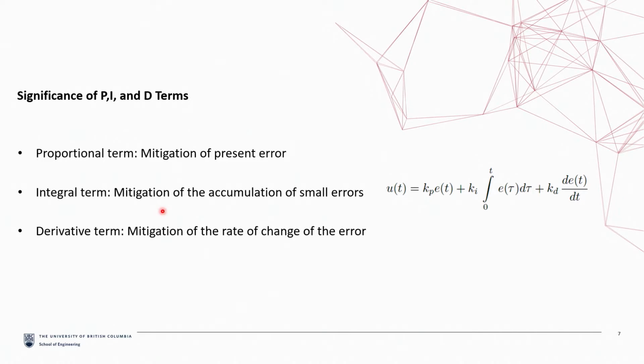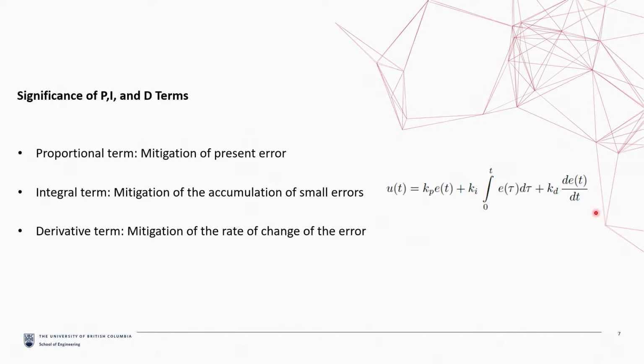The integral term adds up the error over time and is useful for minimizing the cumulative effect of smaller but consistent errors that the proportional term cannot get rid of. Finally, we have the derivative term that does not act on the error but on the time derivative, or the rate of change of the error. What this term does is to basically penalize and drive the rate of change of the error to 0.